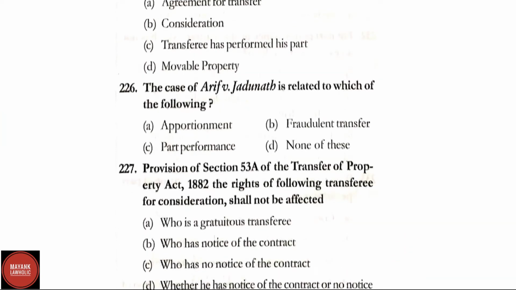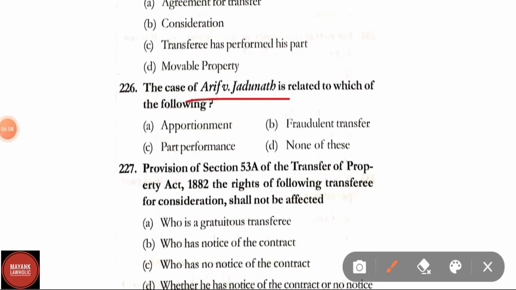Question number 226. The case of Arif versus Jadunath is related to which of the following? Apportionment, fraudulent transfer, part performance, none of these. Here correct answer is option C, that is part performance.